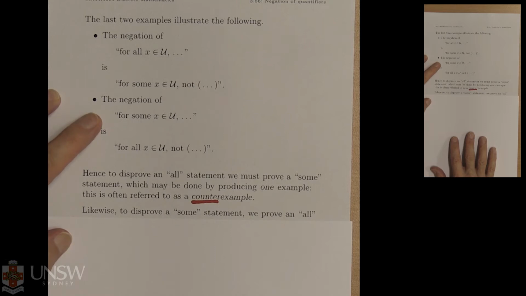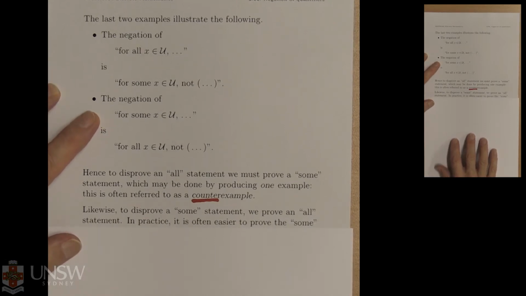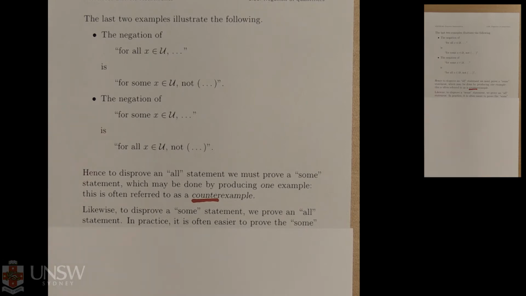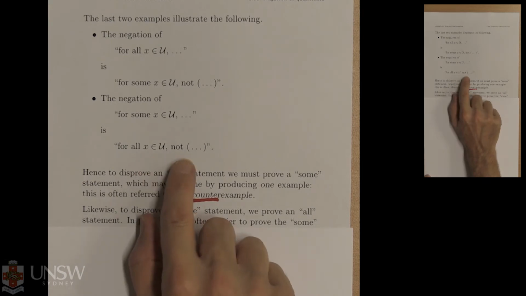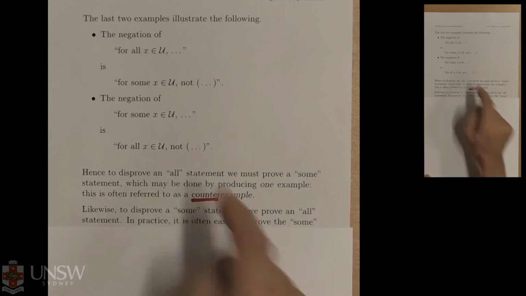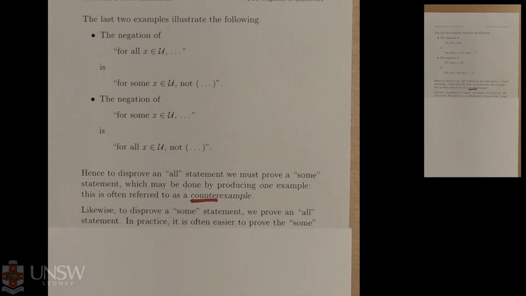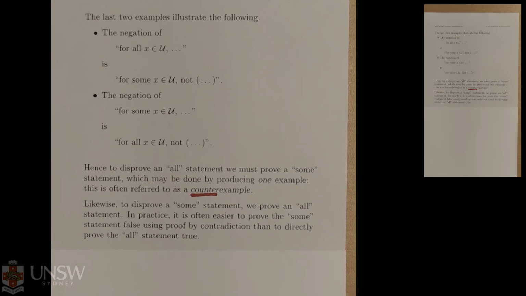Similarly, suppose you've got a some statement and we want to prove that it's false. Then we can prove an all statement. Now, in principle, you can just prove that as an all statement. So if I want to prove this statement, let x be an element of U, prove that not whatever that statement might be. In practice, however, you might well find that it's easy to prove the some statement false directly. So assume it's true and use proof by contradiction rather than looking at the all statement instead.